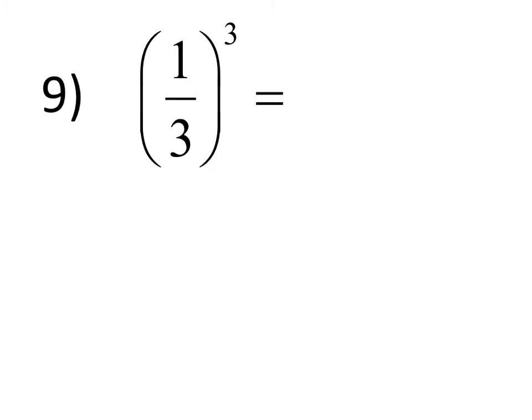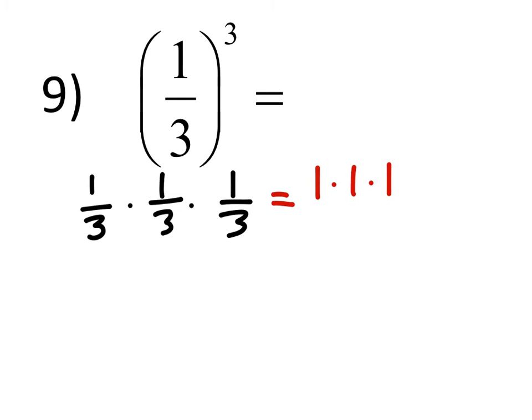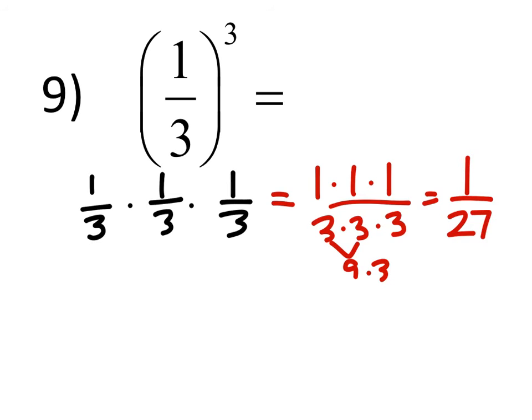Number 9 here, this one has a cube, or to the power of 3. So we would write this as 1/3 times 1/3 times 1/3. 1/27. Very good, yep. So I'm going to show this extra step here though. So 1 times 1 times 1 times 3, divided by 3 times 3 times 3. 1 times 1 times 1 is 1. 3 times 3 is 9. And then multiplied by that other 3, 27.